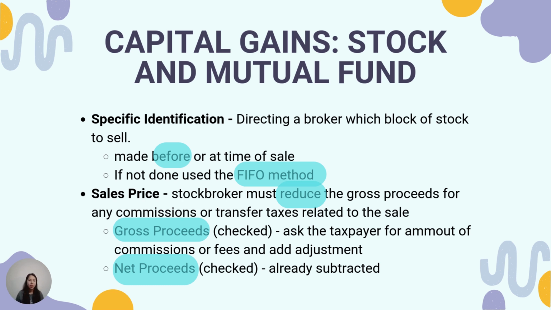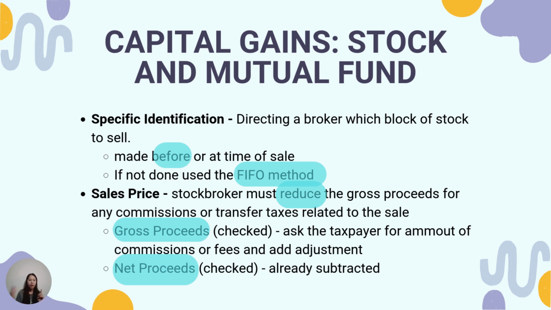Okay, and a few other things that you need to know to calculate capital gains for stocks and mutual funds. The first is specific identification. This is where a taxpayer will direct a broker to which block of stock they want to sell, and this is made before or at the time of sale. So, for example, say I buy 1 share of Apple stock for $300. And as we all know, the stock market's really volatile and it changes every day. So at a later period, the taxpayer pays $400 for another share. So now you have 2 shares of Apple. One's worth $300 in basis, one's worth $400 in basis.